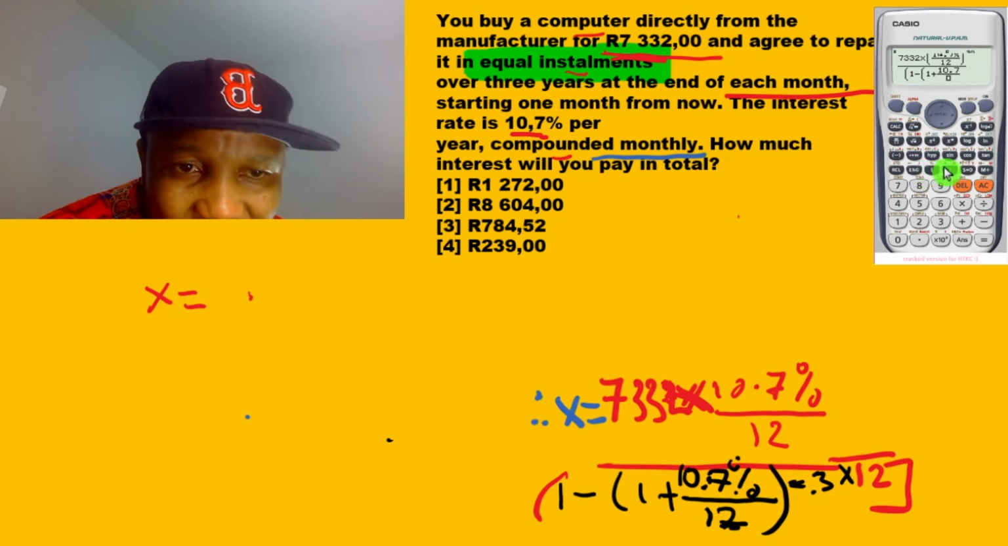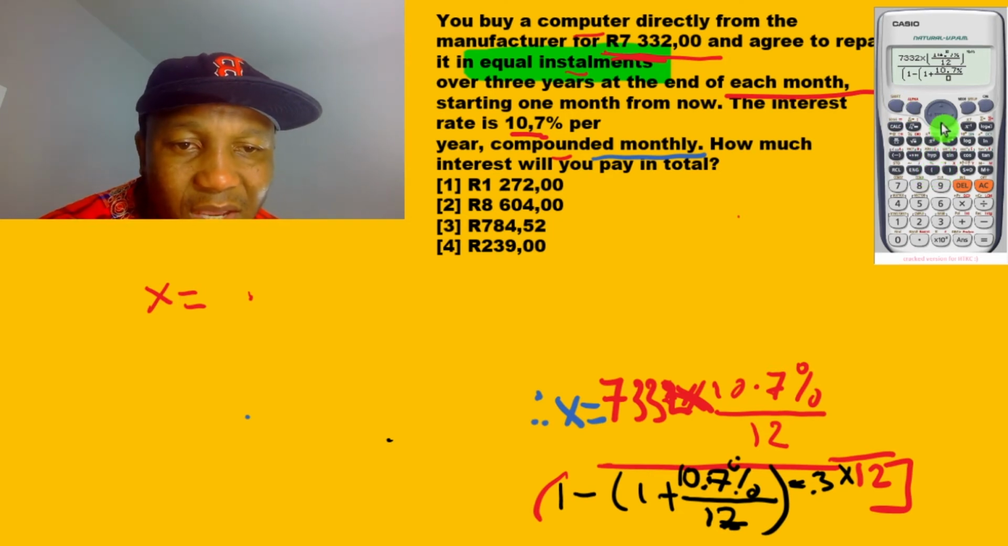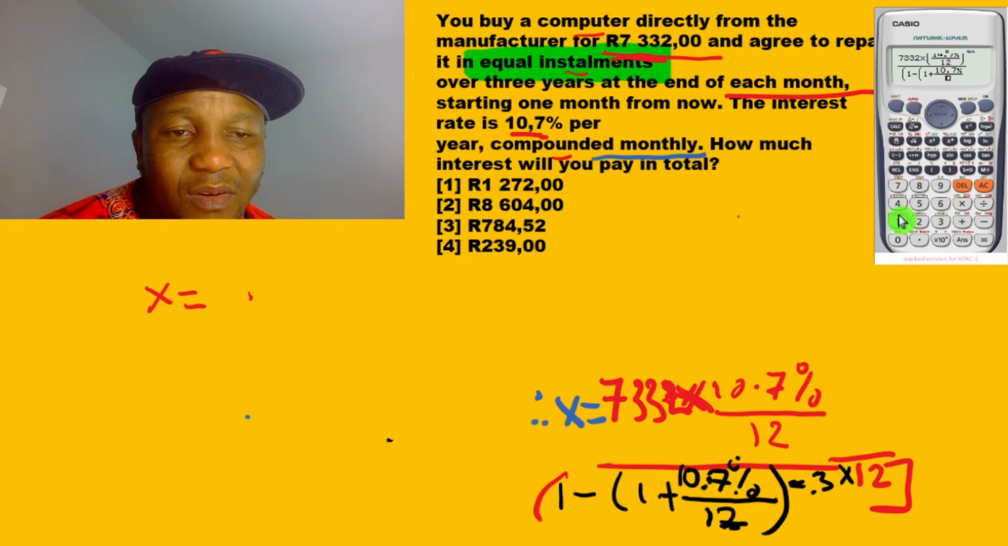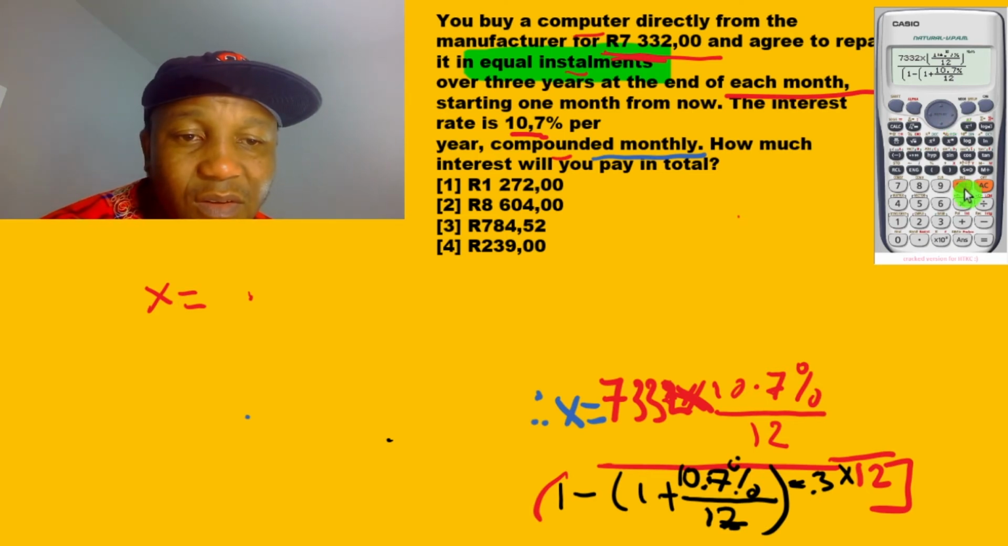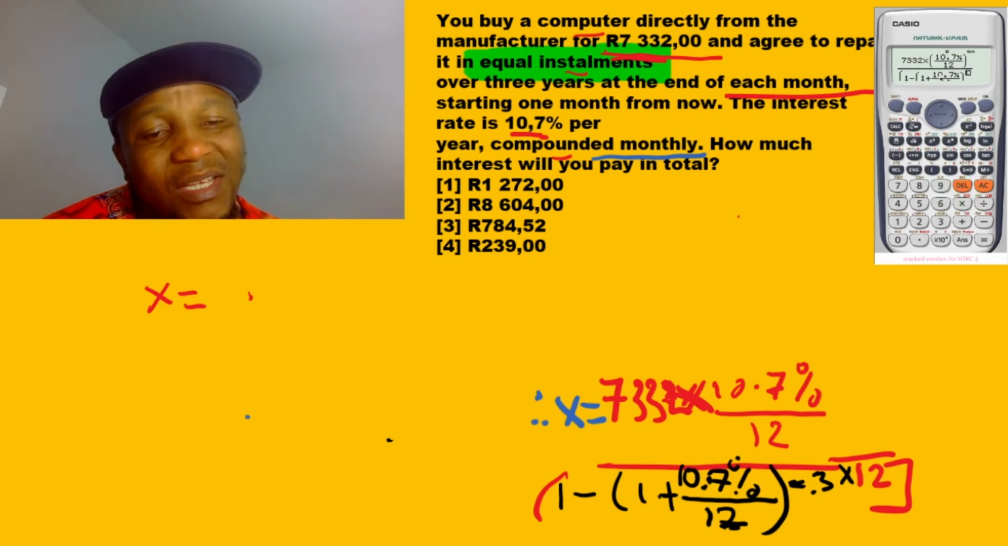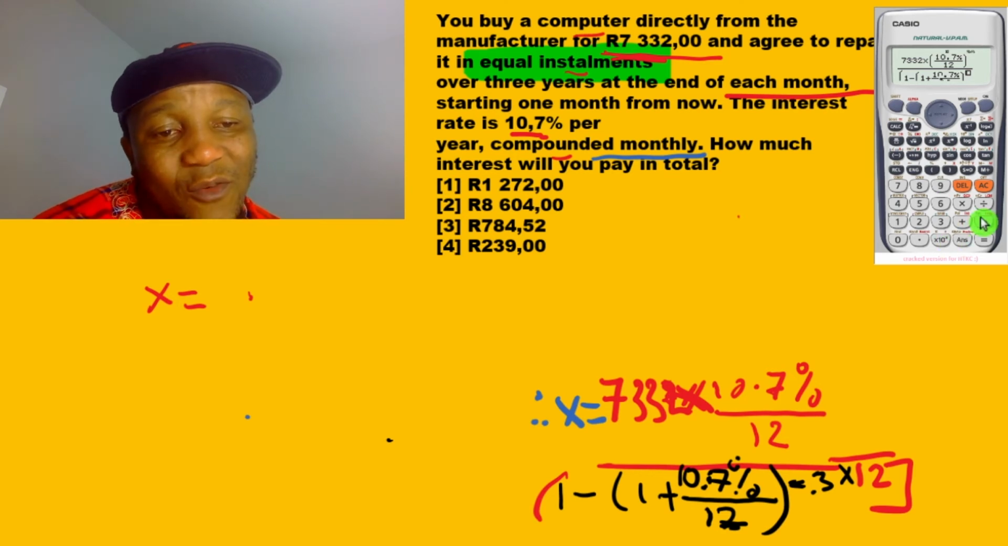Shift, percent. Now we come here under, and they say divide by 12. And they come here, close, and they go to the power, and then negative 3 times 12 equals negative 36. Or you can plug it in if you want, no problem, however you want, 3 times 12.